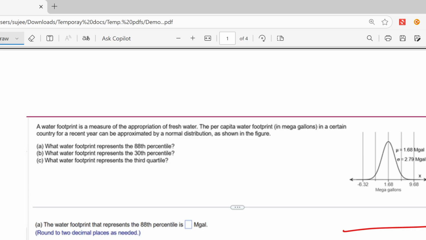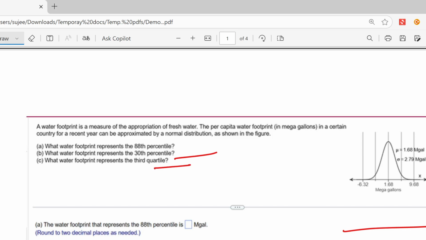The first question is what water footprint represents the 88th percentile, what water footprint represents the 30th percentile, and what water footprint represents the third quartile. Basically, we have to find the amount of water corresponding to the given percentile. In the first case, the 88th percentile. In the second case, the 30th percentile. And in the third question, the third quartile.